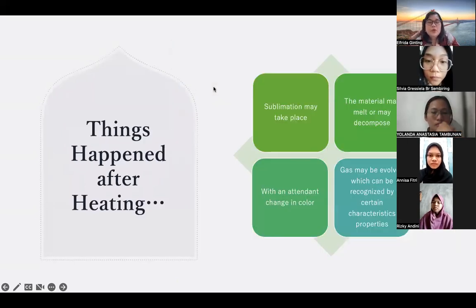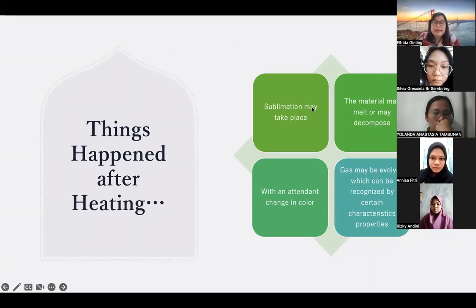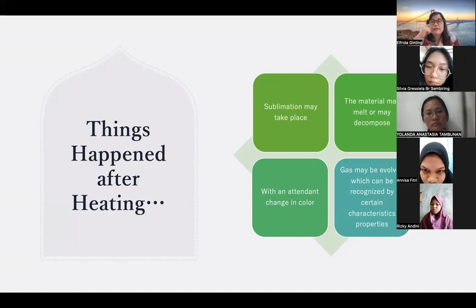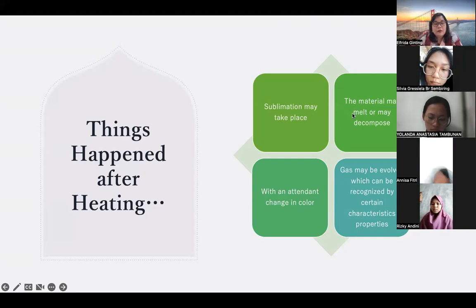Now, things happen after heating, right? Like I mentioned, sublimation may take place. Sublimation means your dry sample will change from a solid phase into the gas phase. So this is sublimation. Also, your material may melt or decompose. When it melts or decomposes, it will be accompanied by a change of color.